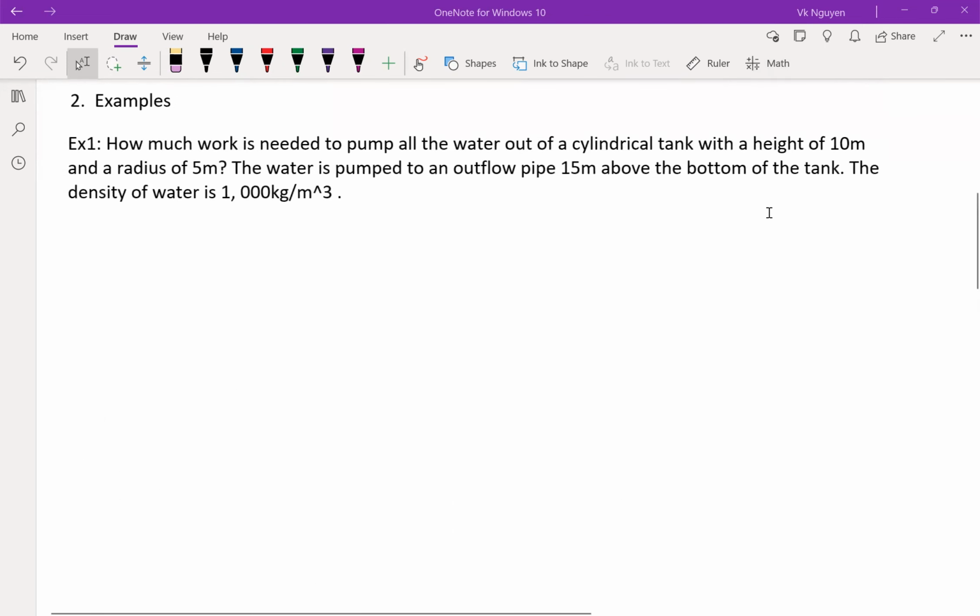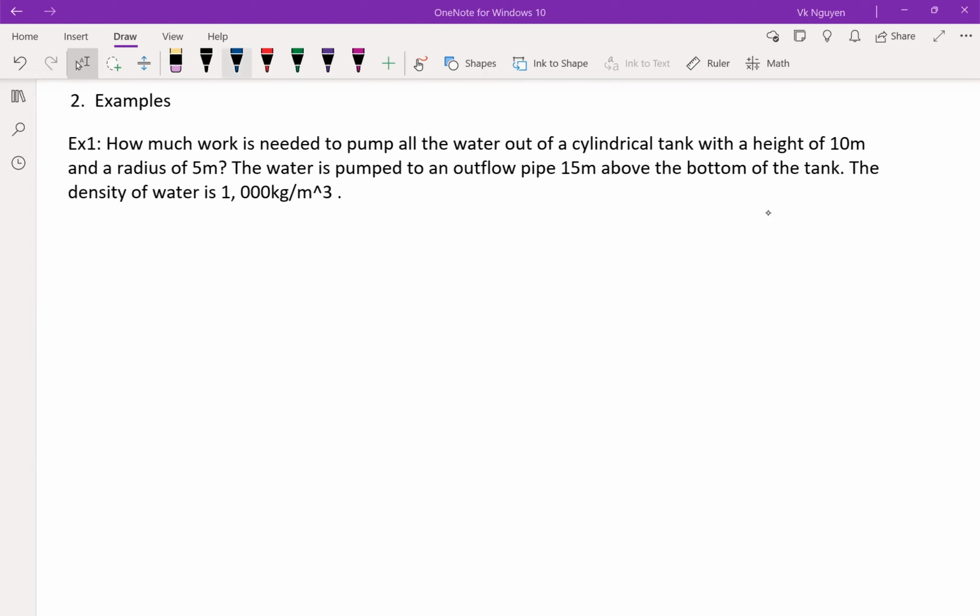In the first example, how much work is needed to pump all the water out of a cylindrical tank with a height of 10 meters and a radius of 5 meters? The water is pumped to an outflow pipe 15 meters above the bottom of the tank. The density of water is 1,000 kilograms per cubic meter.